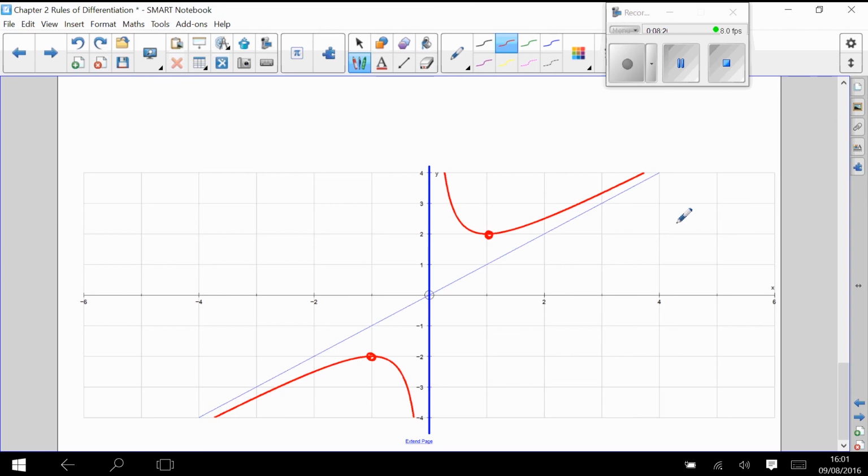It's increasing to the left of x is minus 1, and then it decreases up until and tending towards when x is 0. Then after when x is 0, on the positive x-axis, my graph is decreasing up until the stationary point when x is 1, and then it increases again.